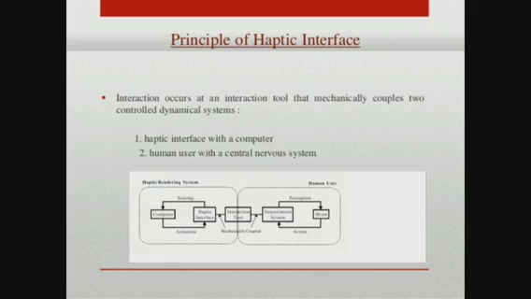Principle of haptic interface. Haptic interaction occurs at an interaction tool of a haptic interface that mechanically couples two controlled dynamical systems: the haptic interface with the computer, and the human user with the central nervous system. The two systems are exactly symmetrical in structure and information. They can sense the environment, make decisions about the control action and provide the mechanical energies to the interaction tool through motions.